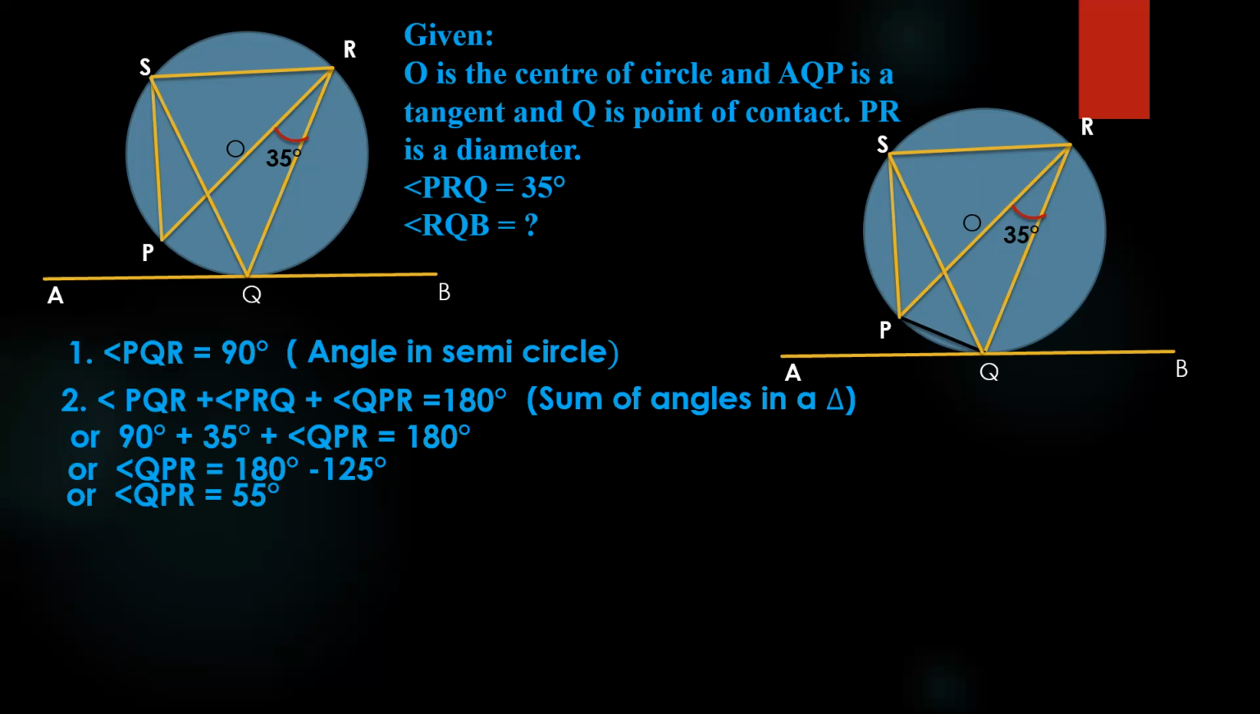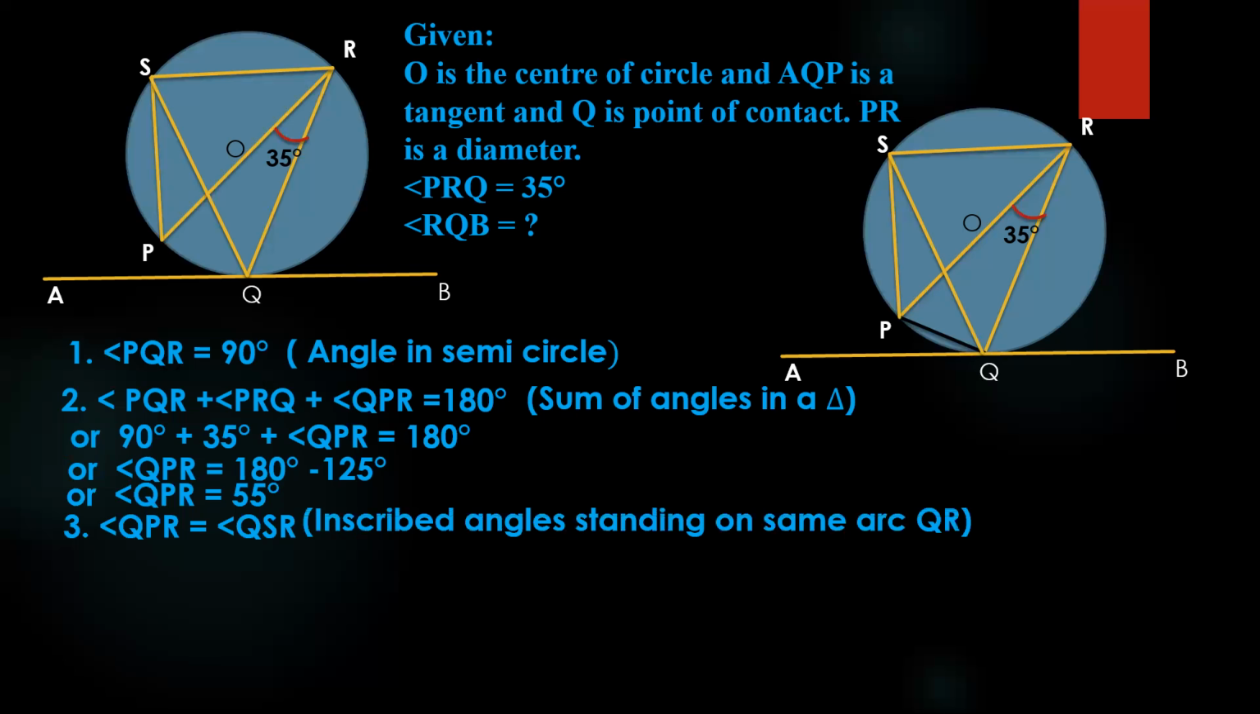Now let's closely look at here. What is QPR? QPR is the inscribed angle, which is standing on the arc QR. In the same arc QR, if you look closely here, you can see QSR is also standing on the same arc. So we can say here angle QPR is equal to angle QSR, inscribed angles standing on the same arc QR. Okay, so we can say here QSR is equal to 55 degrees.